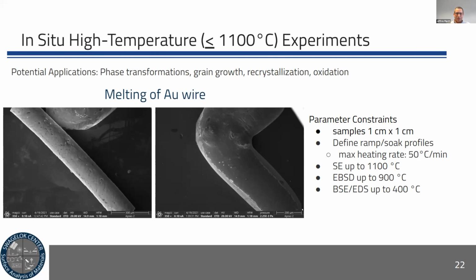So the type of applications that this could be used for would be looking at phase transformations, recrystallization, grain growth, oxidation, and yeah, this can all be done in situ.